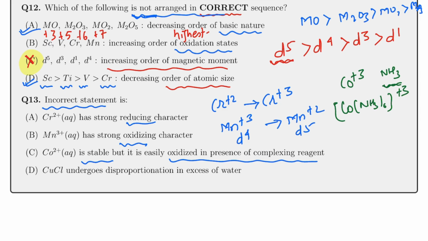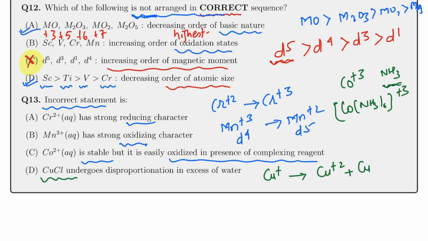But for the last one, this is very much important. We know that copper +1 changes to copper +2 plus copper. But the thing is, it is situation specific. Conditions are very much important. It's not like copper +1 can disproportionate all the time.